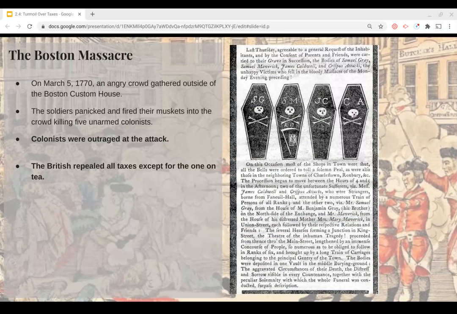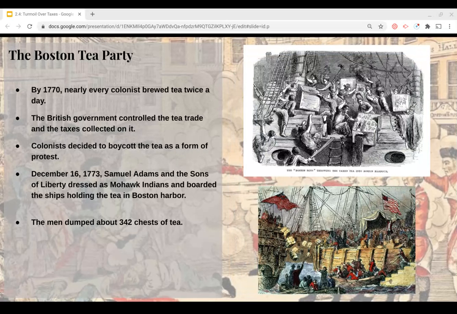Remember, the colonists were more likely to read and write, so they read these things quite frequently. And so the British, realizing, holy cow, these colonists are absolutely upset, we might have actually made a mistake here. It's not really enforceable. They repealed all the taxes except for tea. By 1770, nearly every colonist was brewing tea twice a day. It was the most popular drink, like I said, maybe with the exception of coffee. And at this point, I think tea was even more popular than coffee.